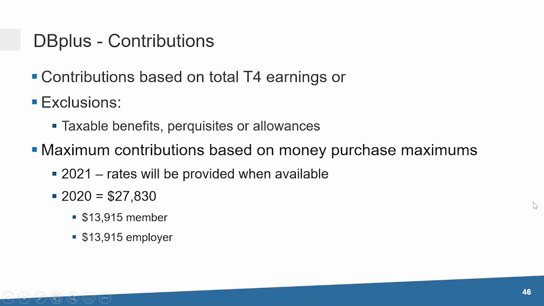The rate for 2021 has not yet been released. We will advise of the rate when it is available. In 2020, the money purchase maximum is $27,830. This means a maximum contribution limit of $13,915 for member contributions and $13,915 for employer contributions. Ensure these limits are put in place each year to avoid crediting the member back at the end of the year.